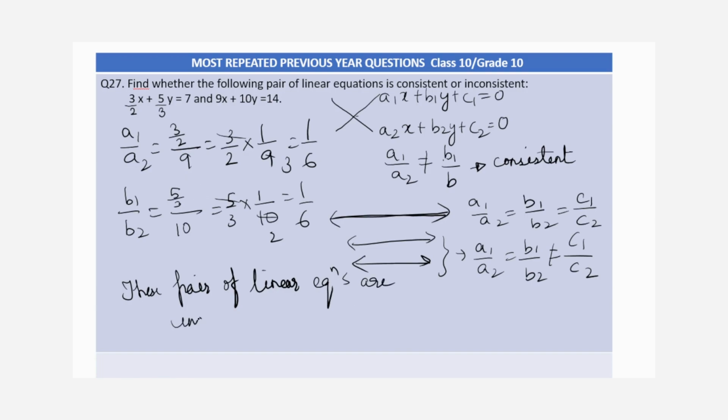Now, if I want to check whether they are coincident or parallel, I can go one step ahead and find out c1 by c2 just out of curiosity. 7 by 14 or minus 7 by minus 14, because if I take this 7 to the other side, it will become minus 7. Here also, if I take it to the other side, it will become minus 14. One and the same thing. So the ratio turns out to be half, 1 by 2. So it is not equal to a1 by a2 and b1 by b2. That means these two lines are parallel to each other. Okay. I hope I'm clear with this.